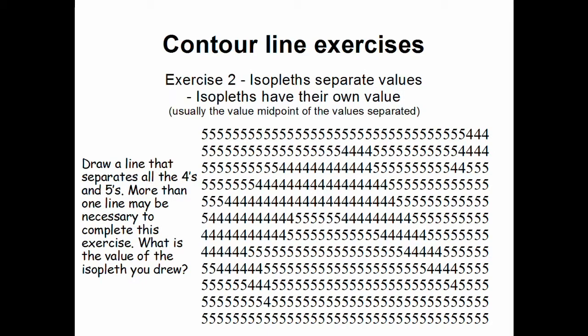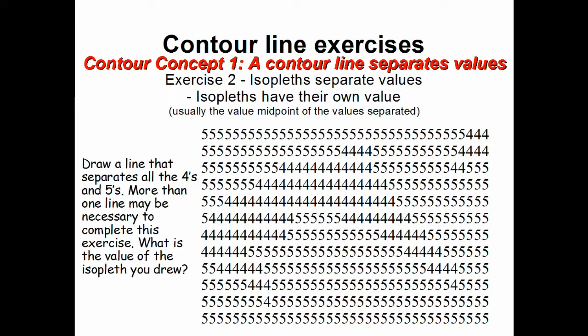In the next exercise, you also need to separate values. You need to draw a line that separates all the 4s from the 5s. More than one line may be necessary to complete this exercise, and you also should be able to establish that the line you have drawn has its very own value. So concept 1 is still true. A contour line separates values.